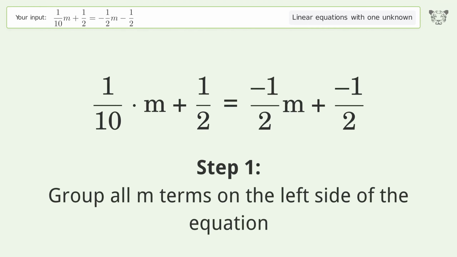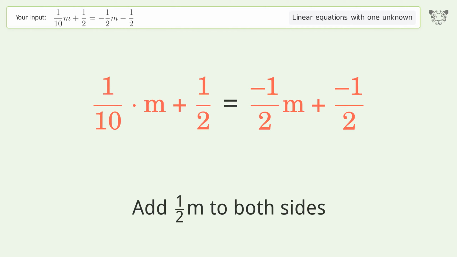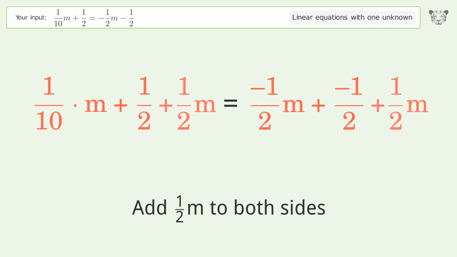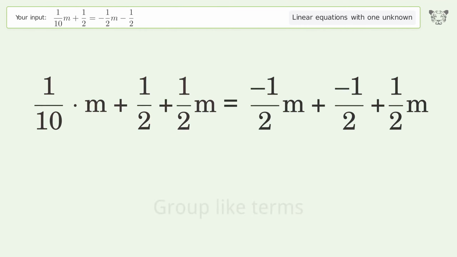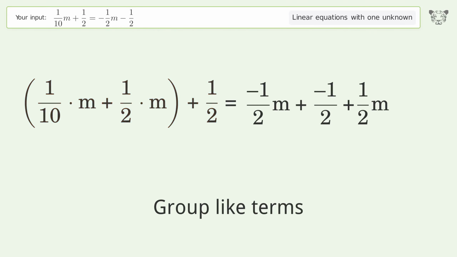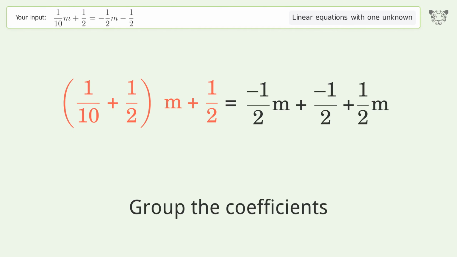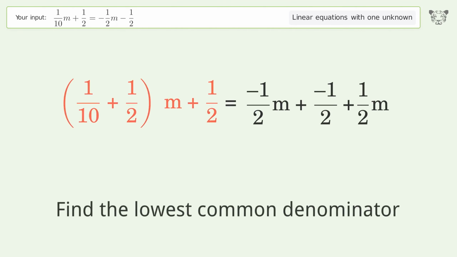Group all m terms on the left side of the equation. Add 1/2m to both sides. Group like terms. Group the coefficients. Find the lowest common denominator.